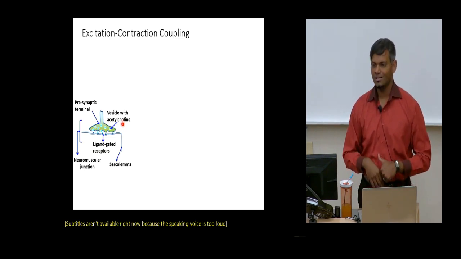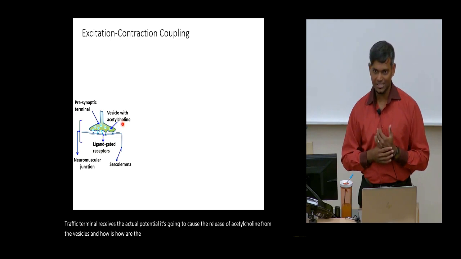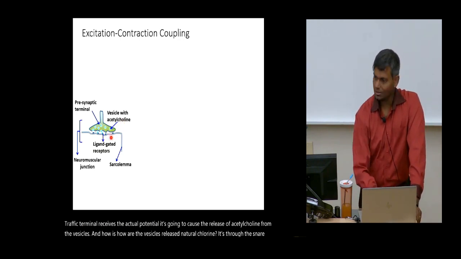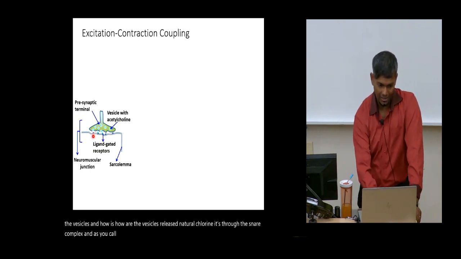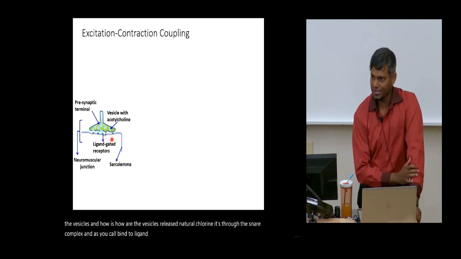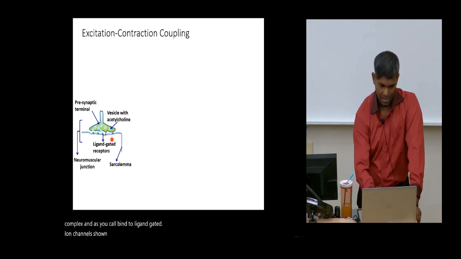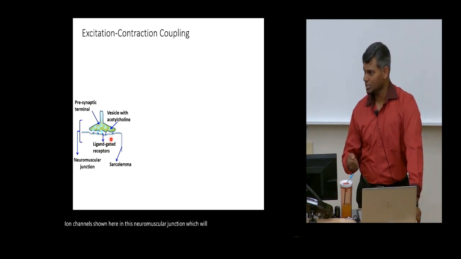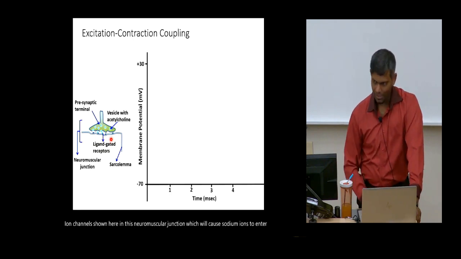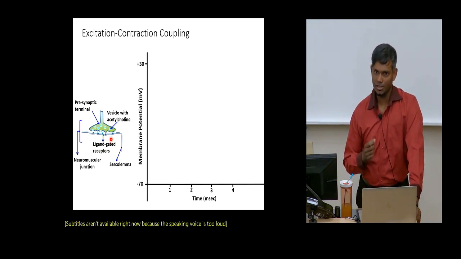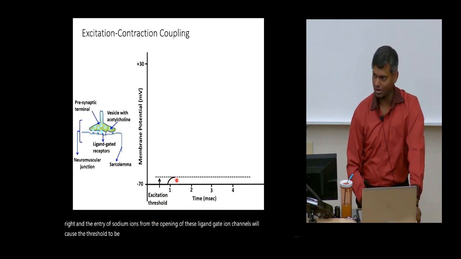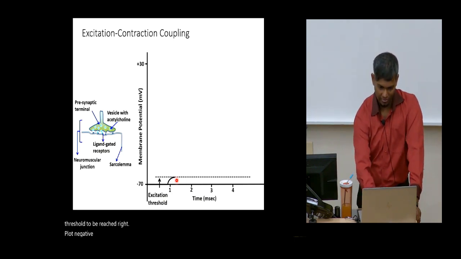And once this presynaptic terminal receives the action potential, it's going to cause the release of acetylcholine from the vesicles. And how are the vesicles releasing acetylcholine? It's through the synaptic complex. And acetylcholine will bind to ligand-gated ion channels shown here in this neuromuscular junction, which will cause sodium ions to enter in, right? And the entry of sodium ions from the opening of these ligand-gated ion channels will cause the threshold to be reached, right, around -60 to -55 millivolts.